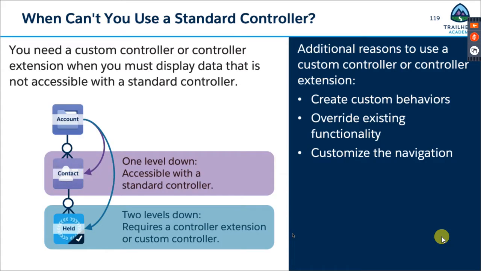If you needed to go 2 levels down, you're going to have to write your own Apex and write your formula or your SOQL queries so that it's able to get the related records from the contact, 1 level down for the account that you're viewing right now.